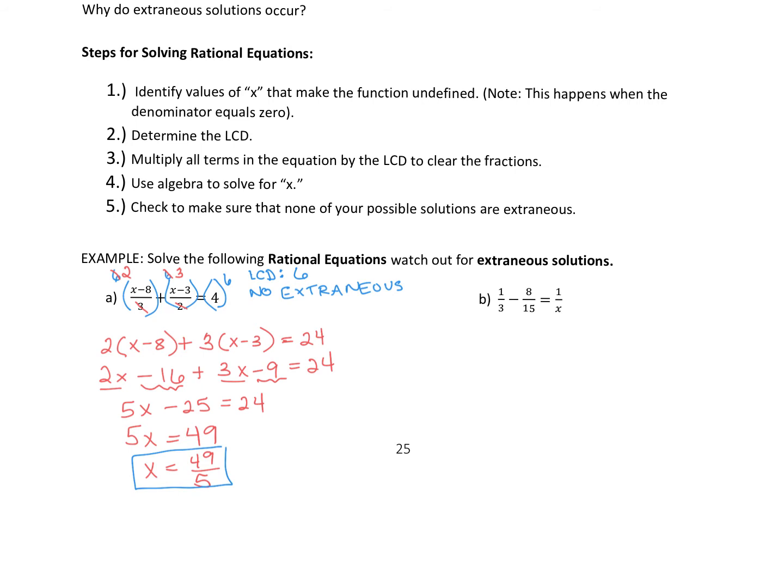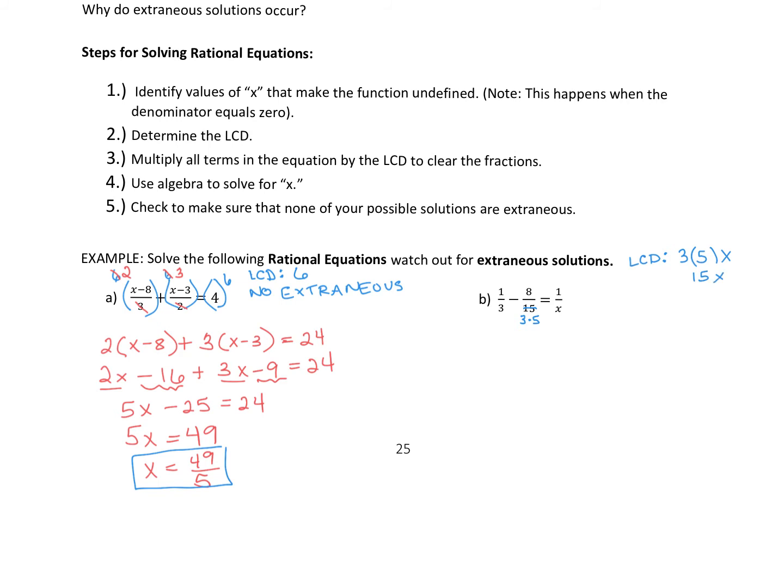So we're going to do that again over here. First thing I'm going to do is write 15 as 3 times 5. That's going to help me find my least common denominator. So I notice that I have 3 once in the first fraction, once in the second fraction, so I'll get a 3 in my LCD. I also have a 5, which appears once in the second fraction only, and an x.